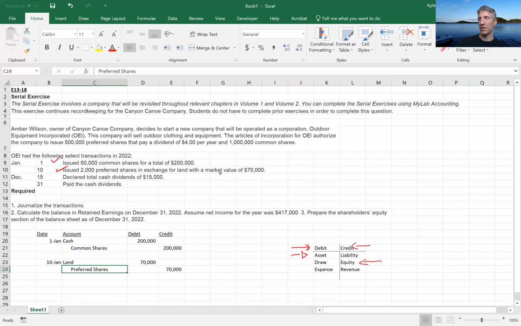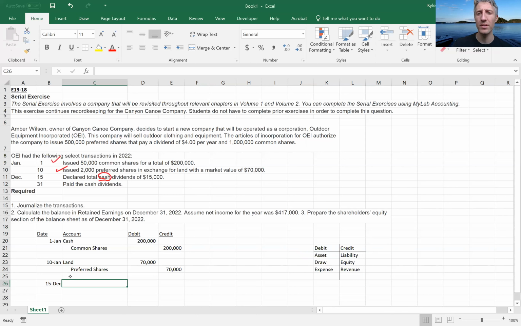Okay, so now it's December 15th and they declared total cash dividends of 15,000. So this is a good problem for us to do. As soon as dividends are declared, we're going to record it, and it's a cash payment of dividends. It told us right here it's a cash dividend. It's not a stock dividend. So whenever there's a declaration of cash dividends, we need to reflect the liability, the payable for it immediately.